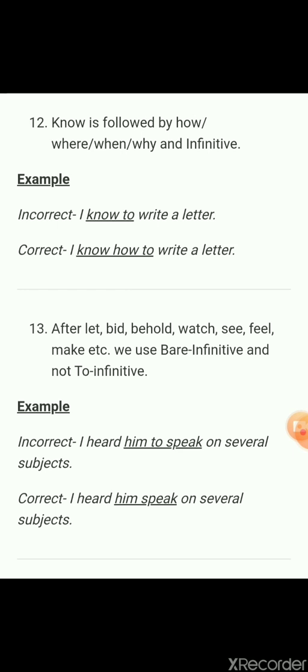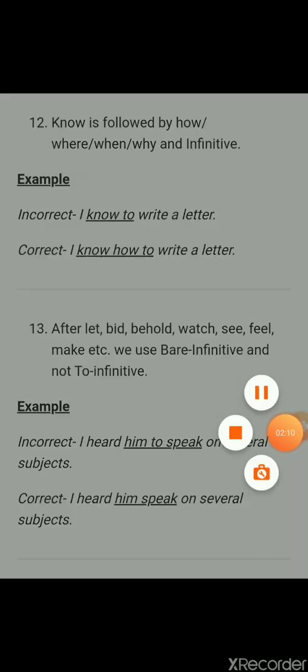I heard him to speak on several subjects. I heard him speak on several subjects. The second sentence is natural, we are speaking with the flow, but in the first sentence we feel a little shaky. I heard him to speak on several subjects. Either this sentence is in error or something is incomplete. We feel like that, but in the second sentence we do not. So you will get the indication as well.